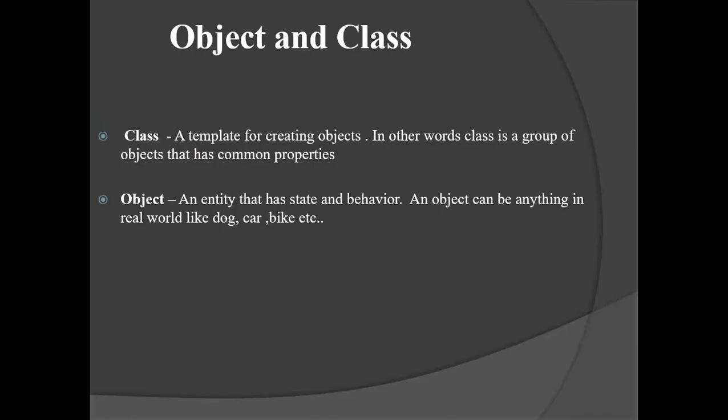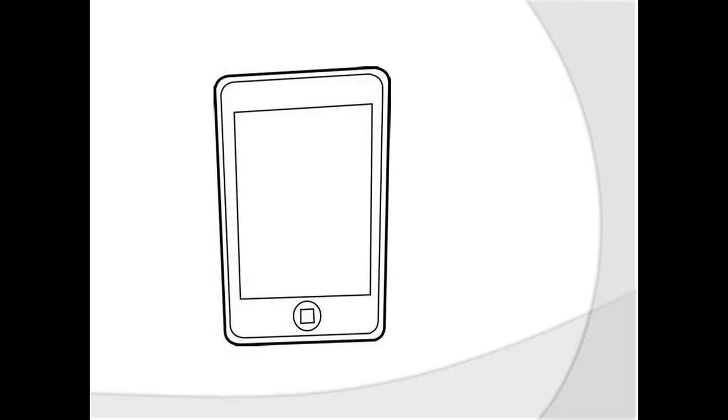Now let me teach you what a class is and what an object is. A class is a template for creating objects. In other words, a class is a group of objects that has common properties. An object is an entity that has state and behavior. An object can be anything in the real world, like a dog, car, bike, etc. What is a class? What is an object? I'll explain. This image or design of any kind of mobile is considered a class.